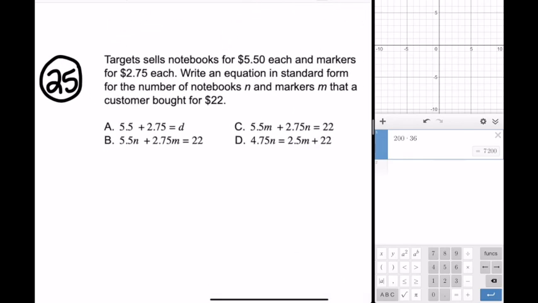Target sells notebooks for $5.50 each and markers for $2.75 each. Write an equation in standard form for the number of notebooks N and markers M that a customer bought for $22. So we have $5.50 per notebook N plus $2.75 per marker M is a total of $22.